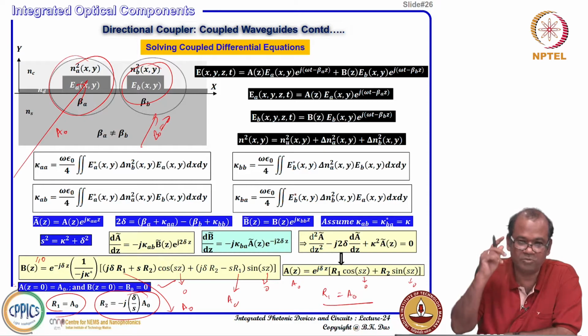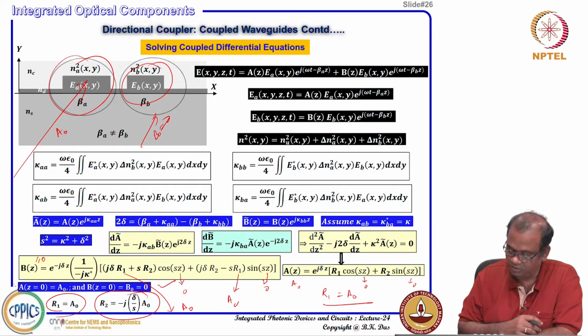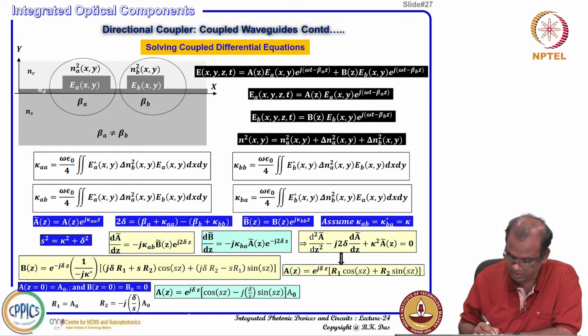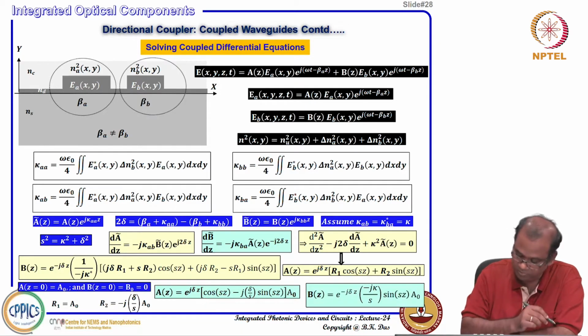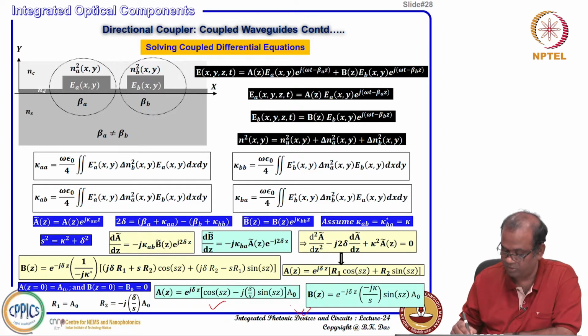You are just launching in one of the waveguides, then you get the solution for all the two constants. So, just introducing these two constants, I get Az in this type of form, and Bz I can write in this type of form. This is the ultimate solution.